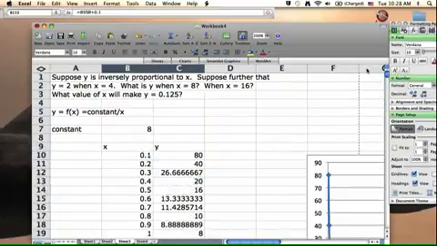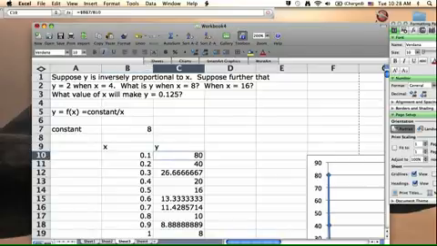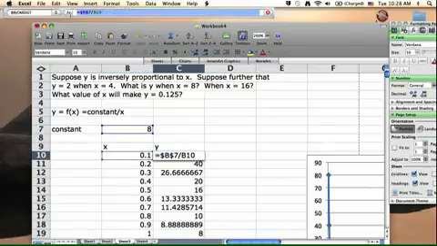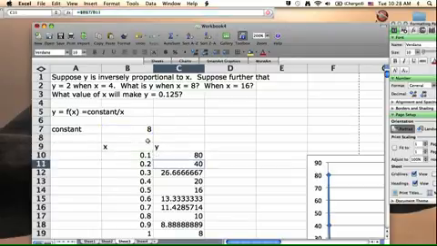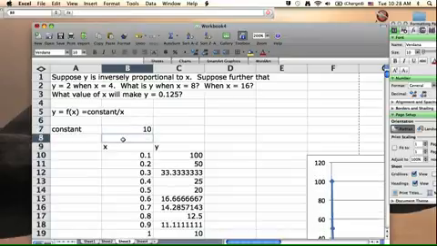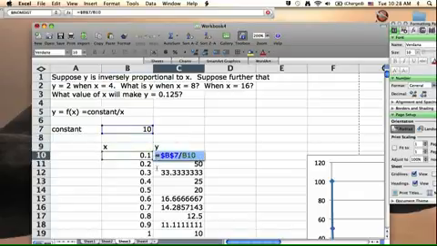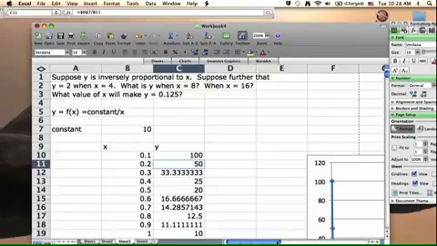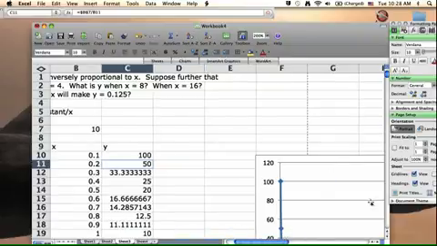Because in this formula that was in this cell right here, I used a $ sign, B7. One nice feature here is if I feel like changing the constant of proportionality to, say, 10 instead of 8, everything automatically gets updated. Watch it here. Everything gets updated. The y values got updated, and the graph got updated too. I don't know if you noticed that or not.